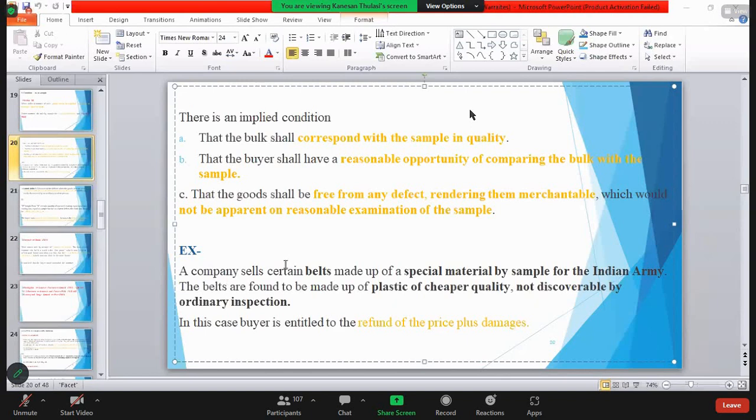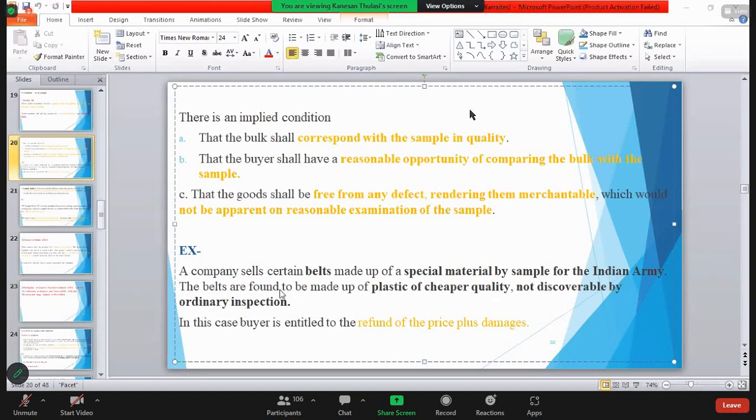Good. See, the company sells certain belts made up of a special material by sample for the Indian Army. You know that for the Indian Army, a high quality of belt is needed, so it's a special material. But the belts are found to be made up of plastic of cheaper quality. So the Indian Army ordered the belts from the seller to be made with the special material, but the belts are found to be made of cheaper quality plastic. See, what quality did they ask for? Special material. But the seller gave plastic of cheaper quality, very low material, not discoverable by ordinary inspection.